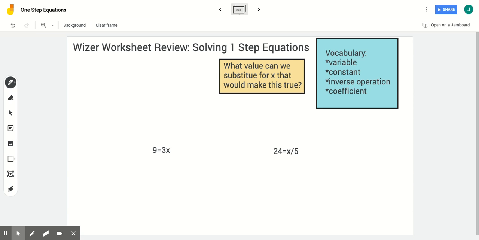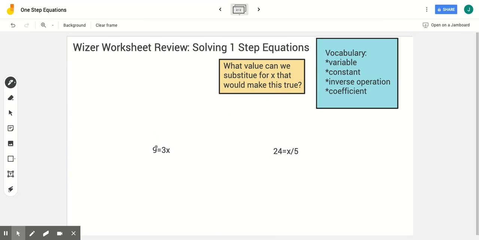All right, so here's part two. So we have two different kinds of one-step equations. Before we were adding and subtracting, this time we are dividing and multiplying. But the question is the same. What value can we substitute for x that would make this true?